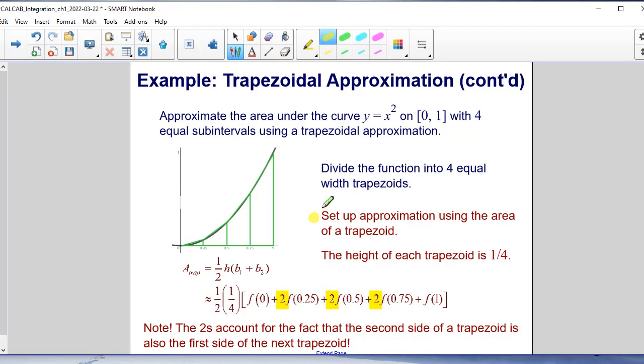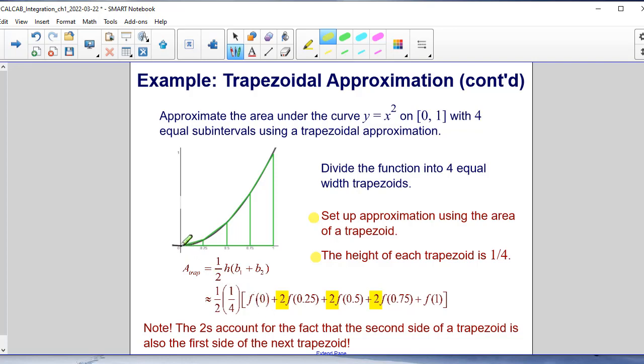Let's set up the approximation using the area of a trapezoid. The height of each trapezoid is 1/4. Now remember, the height of the trapezoid is the same as the interval width along the x-axis. And also recall that the area of the trapezoid is 1/2 times the height times the sum of the two parallel sides. So plugging this into our summation formula, we're going to have 1/2, there's our height, 1/4, and then we're going to sum up the heights of the trapezoid.